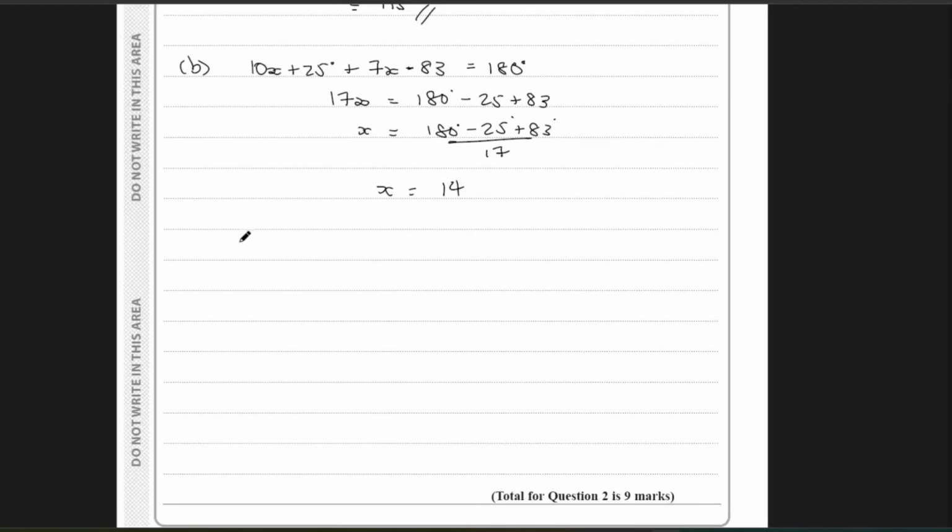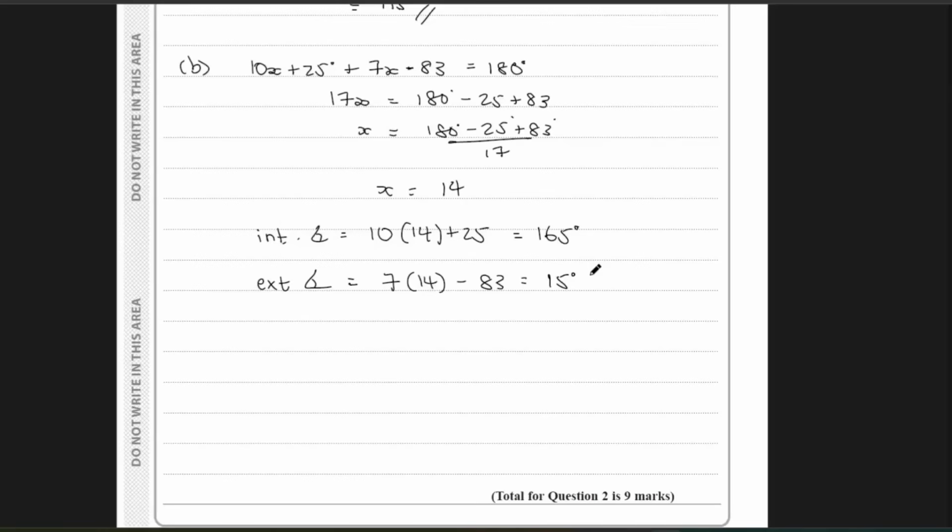Now we can find the exact interior angle value. Interior angle would be equal to 10 times 14 plus 25, which is 140 plus 25, 165 degrees. And then the exterior angle is equal to 7 times 14 minus 83. So this gives us 15 degrees. The exterior angle is 15 degrees.